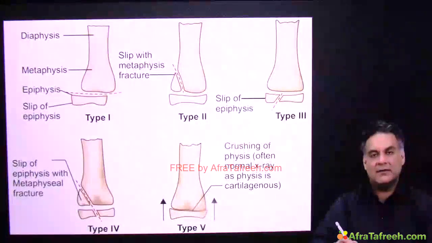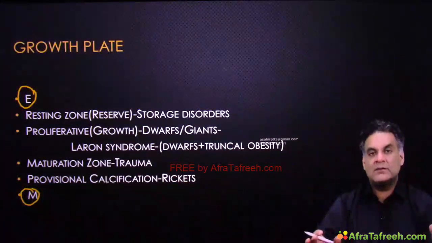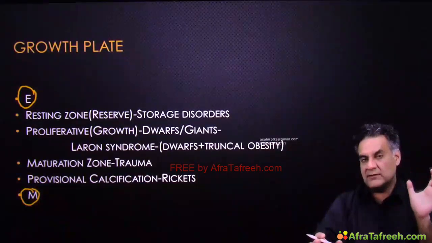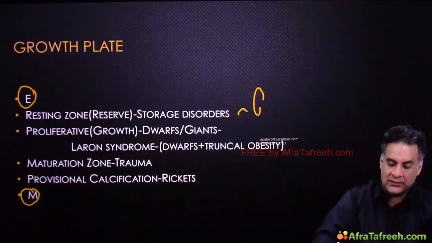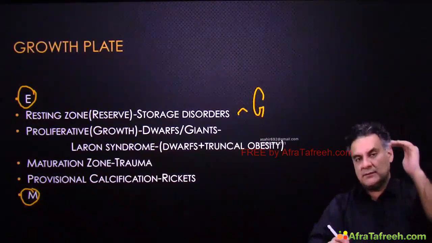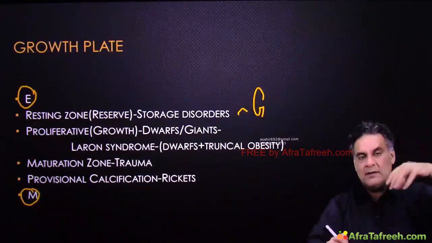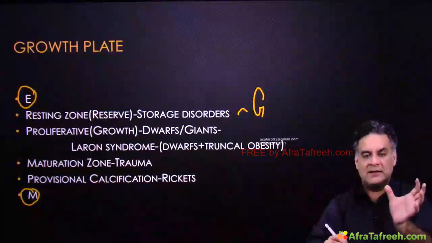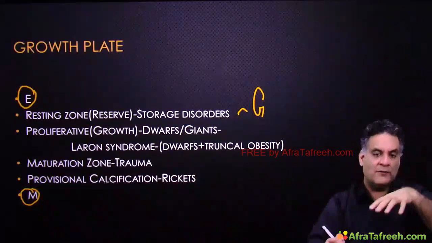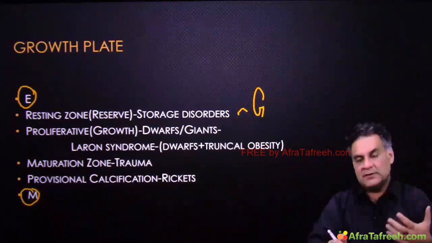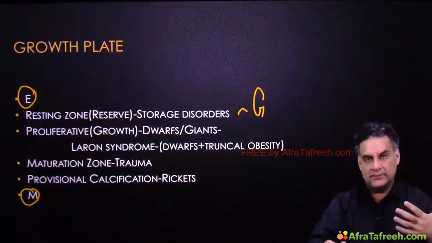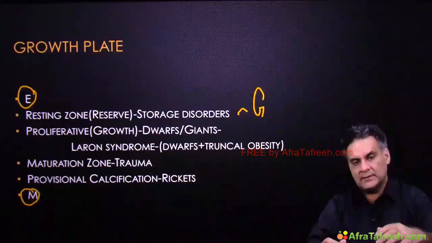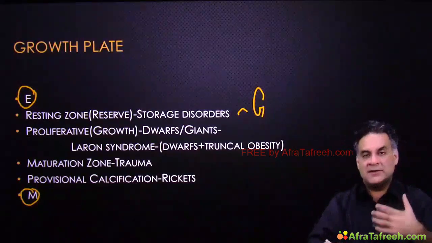So we have the resting zone, the zone of reservoir, and storage disorders affect it, like Gaucher's. This is just beneath the epiphysis. Then you have the multiplying zone, the proliferative zone, affecting dwarfs and giants. One of the examples, growth hormone deficiency, Laron syndrome, is involved. Then you have the zone of maturation.